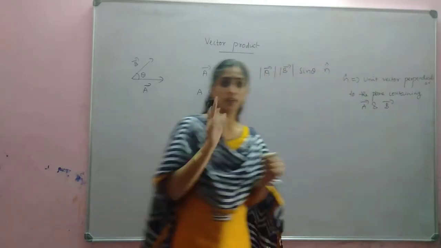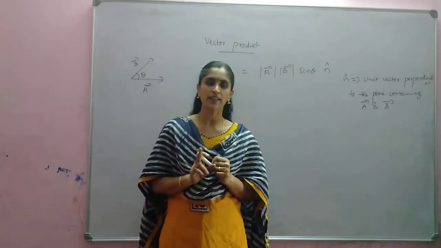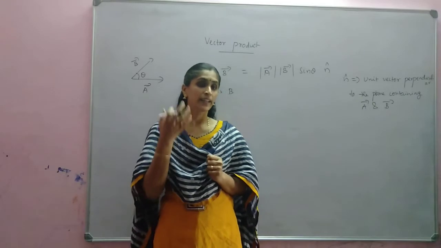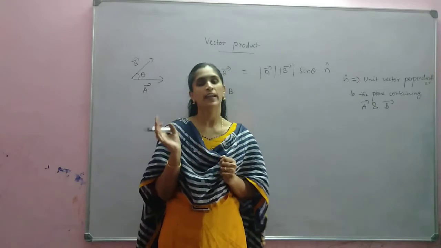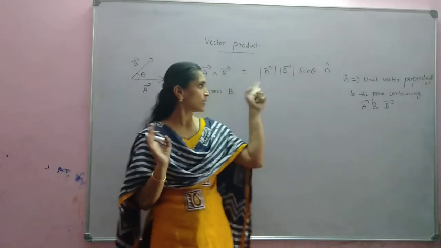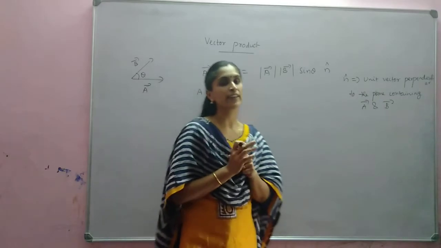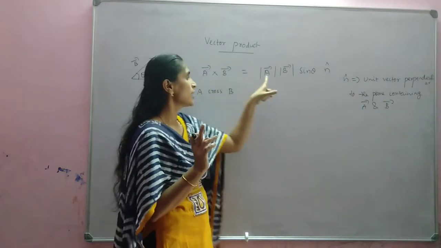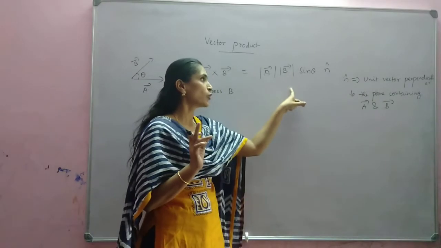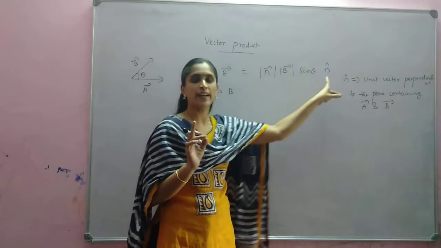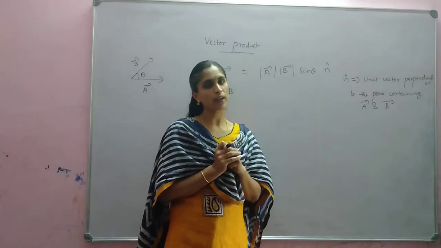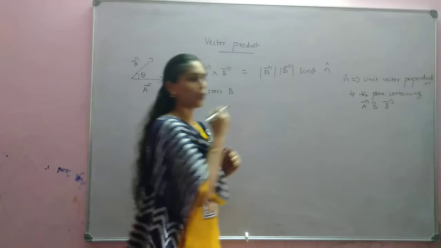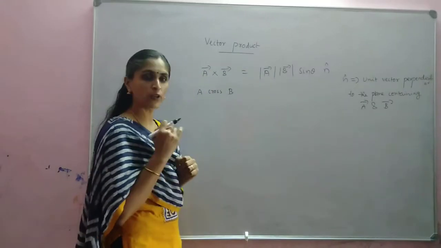It will be a unit vector, magnitude will be 1. What is the speciality again? It will be perpendicular to both A and B. Okay. Is it clear? So that is how we are defining the vector product. It is given by modulus of A into modulus of B into sin theta into n cap. Now we can find what is I cross J.